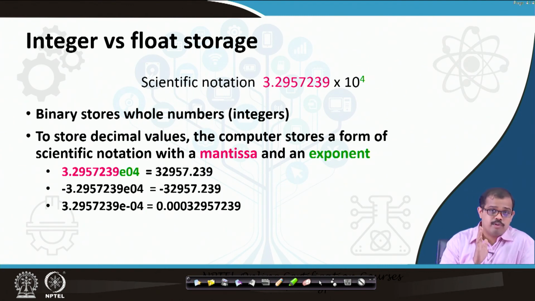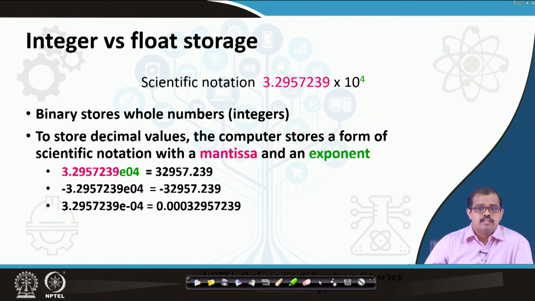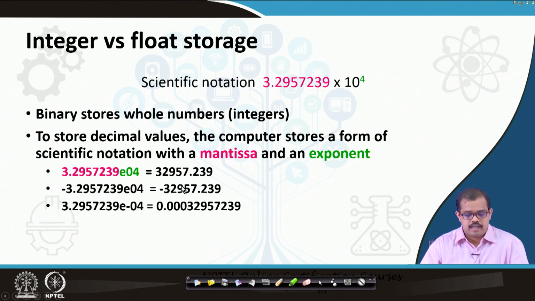Probably you understand what a mantissa and exponent are. So it always stores in the form of an exponent. For example, this may be a scientific notation. If this is your scientific notation, the storage in a computer is in the form of a mantissa and an exponent. So your data is always stored in the form of a mantissa and exponent.